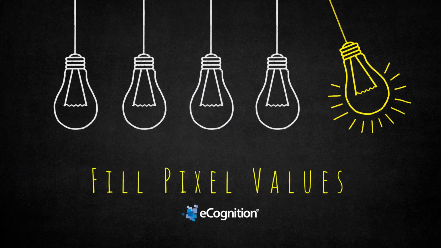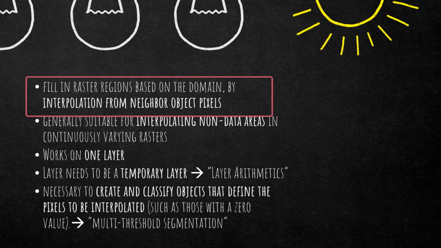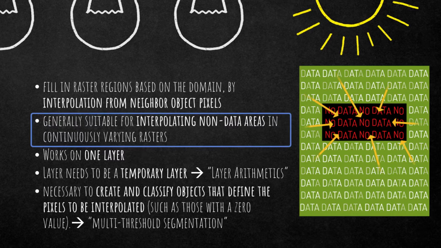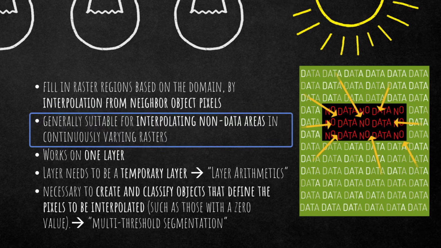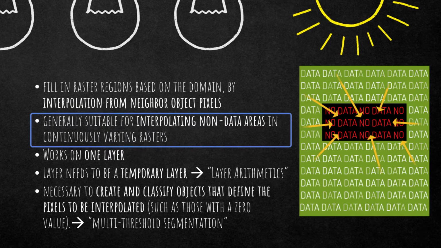Today we're going to talk about the fill pixel values algorithm. This algorithm fills raster regions based on the domain by interpolating from neighbor object pixels. It is suitable if you have data sets with gaps and you want to interpolate into those non-data areas. I'm talking about a raster image. Mainly this is used for elevation data sets like DTM, DSM or NDSM, but you can use it for any raster you like.